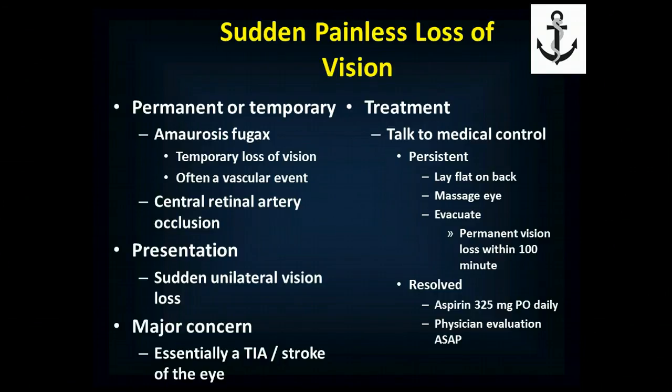Now, patients may also present with sudden painless loss of vision. And this is really concerning. It can be permanent or temporary. Typically, it'll start with temporary episodes, what's called amaurosis fugax. So it's temporary loss of vision, unilateral.